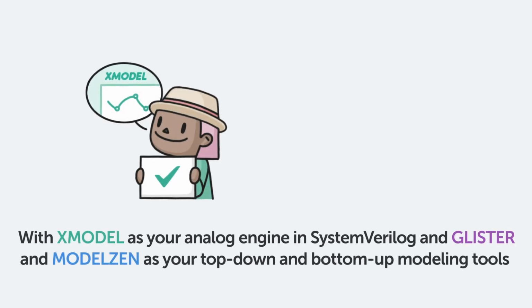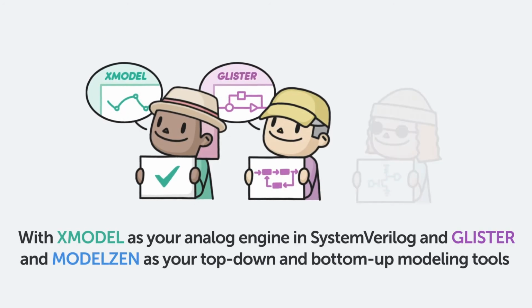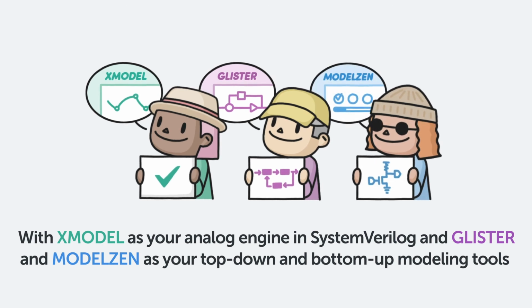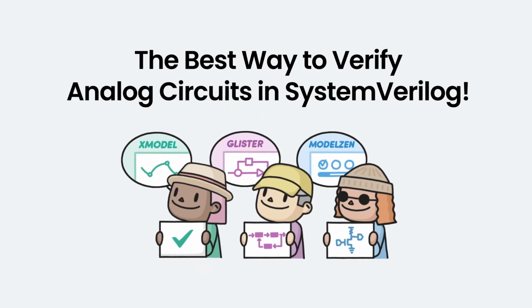In summary, with XMODEL as your analog engine in SystemVerilog and GLISTER and MODELZEN as your top-down and bottom-up modeling tools, you now have the best way to verify your analog circuits in SystemVerilog.